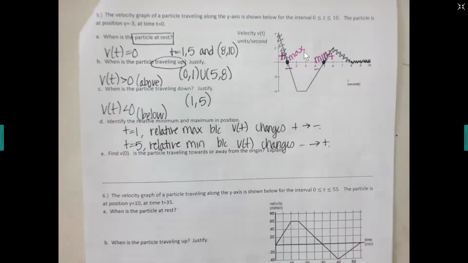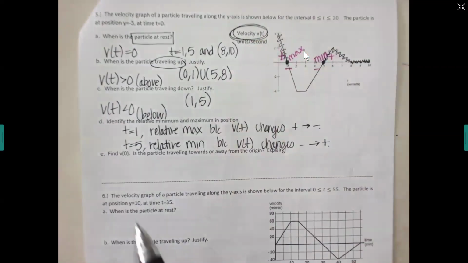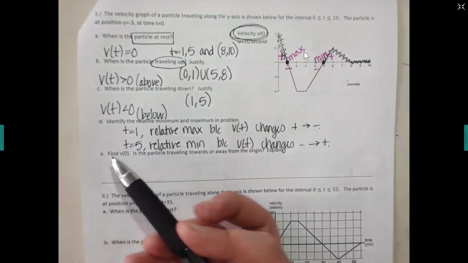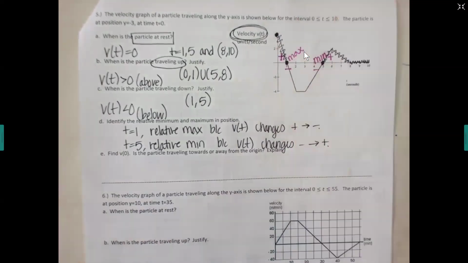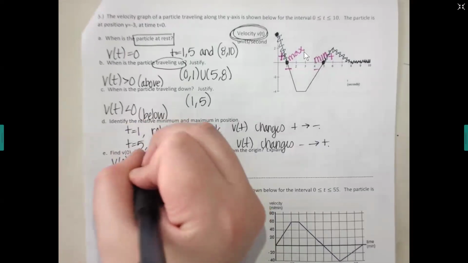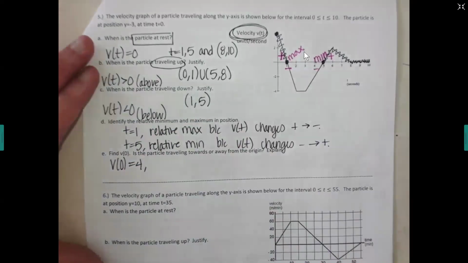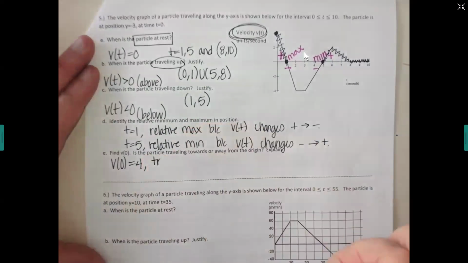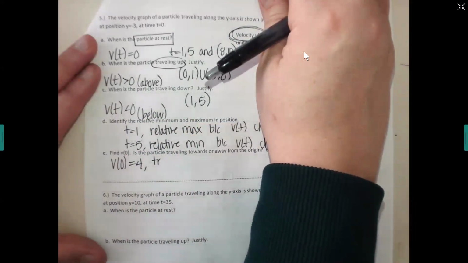The last part of that question says to find the velocity at 0. What is this a graph of? Velocity, right? So if I want the velocity at 0, I want to know at 0 what my y value is. At 0, what's my y value? 4. So put v of 0 is 4. Which way is the particle traveling, up or down? Hold on, don't look at the graph. Think about the velocity. It's a positive number. Which way would it have been traveling? Up.